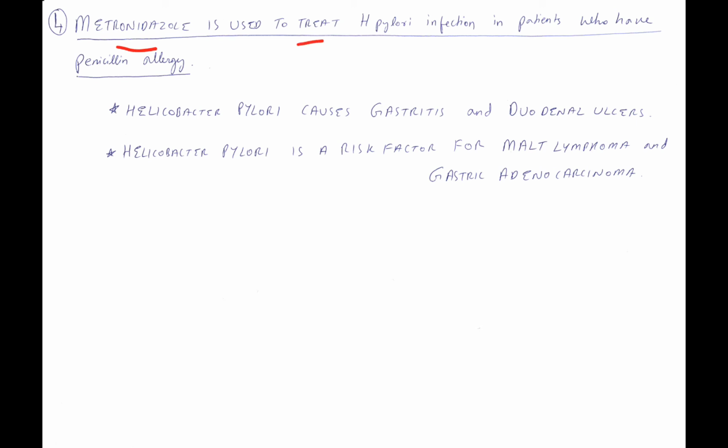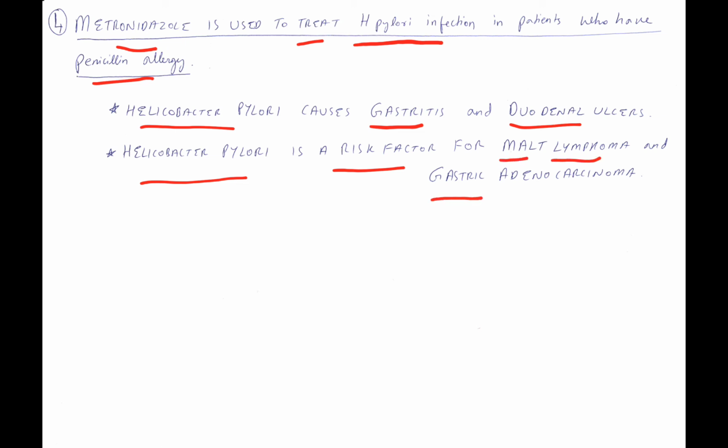Metronidazole is used to treat H. pylori infection in patients who have penicillin allergy. H. pylori causes gastritis and duodenal ulcers. H. pylori is a risk factor for MALT lymphoma and gastric adenocarcinoma.